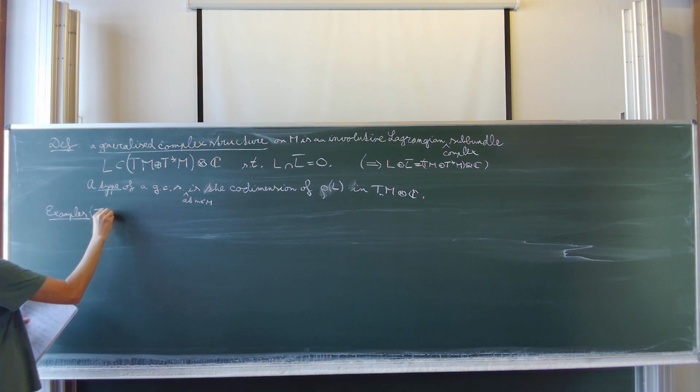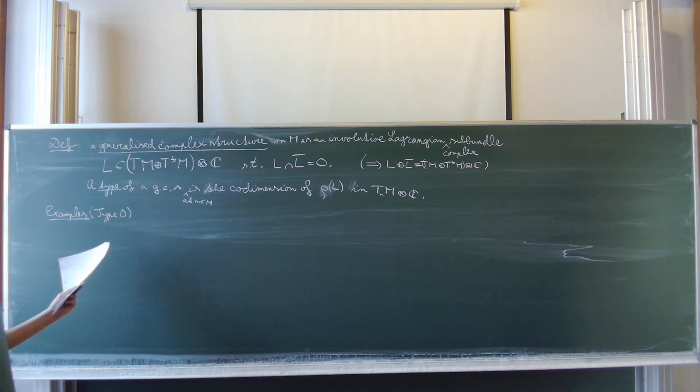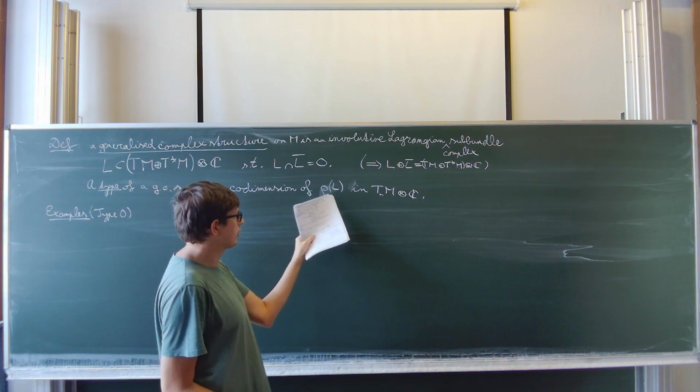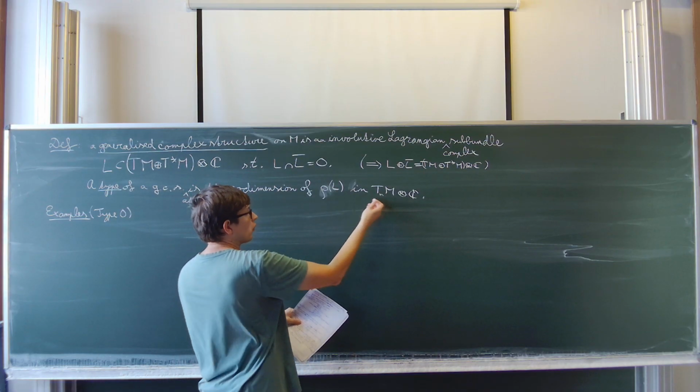This will be the type 0 example. So what is type 0? It means the codimension is 0. Codimension 0 meaning that this map is actually surjective there. So L is mapped onto the whole of this.